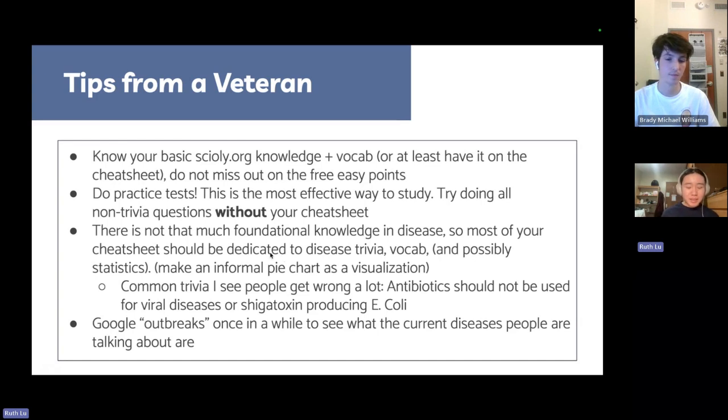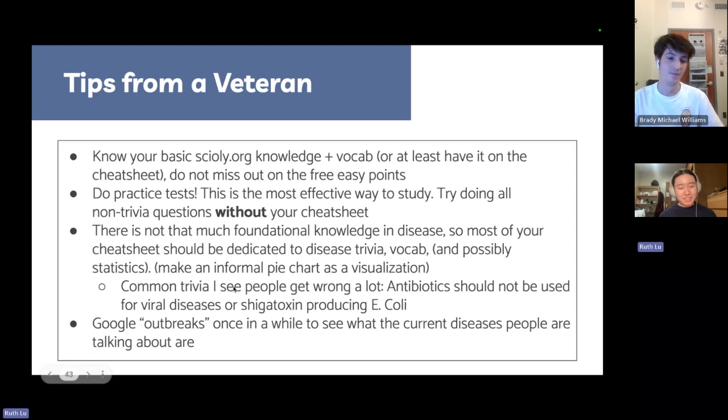So most of the cheat sheet should be dedicated to disease trivia, vocab, things like Hill's criteria, Koch's postulates, stuff that you don't really want to memorize, and possibly statistics. I was going to make a chart of how much of your cheat sheet should be dedicated to each, but that's not super important. You can decide what's important to you.